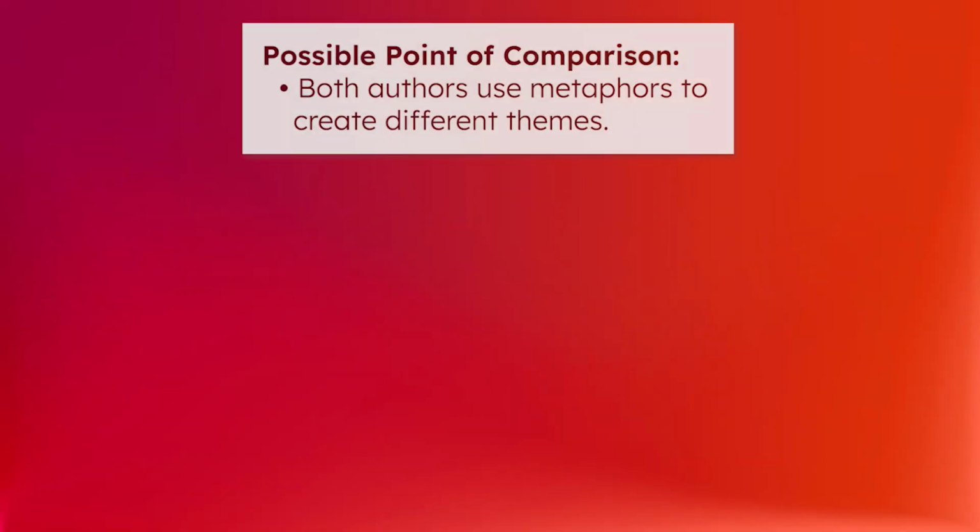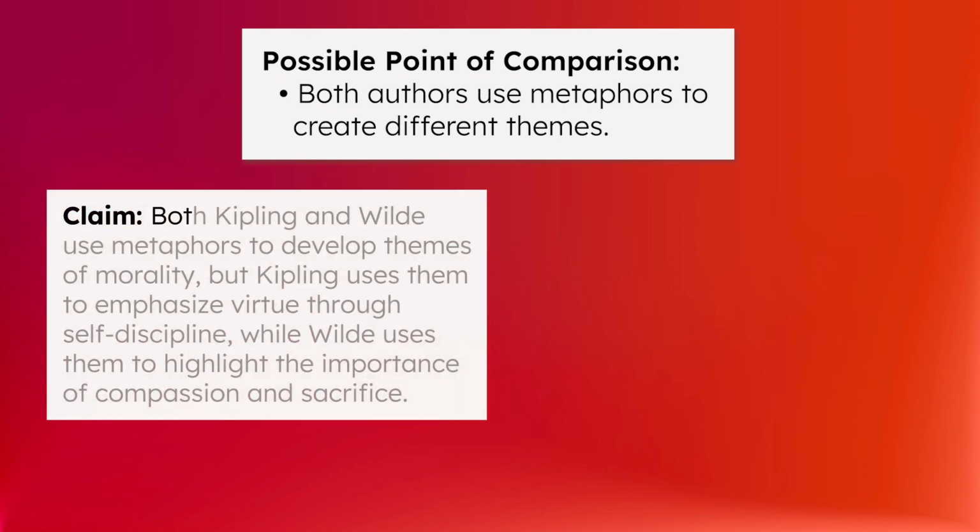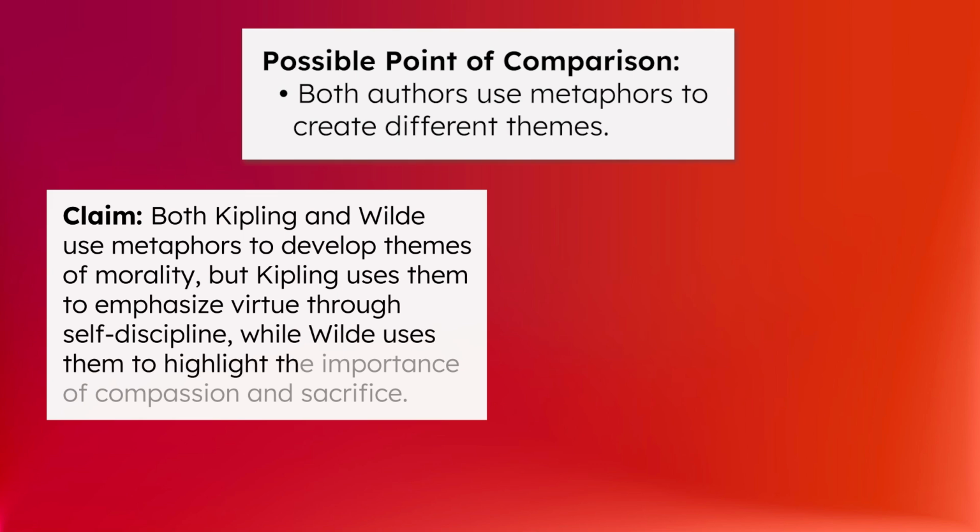As always, we probably didn't end up with the exact same answer, and that's fine. Make sure you are checking your answer using the same reasoning I used to check mine, and jot some notes about each sample answer as we go. For the first point of comparison, you might have written something like, both Kipling and Wilde use metaphors to develop the themes of morality. But Kipling uses them to emphasize virtue through self-discipline, while Wilde uses them to highlight the importance of compassion and sacrifice.